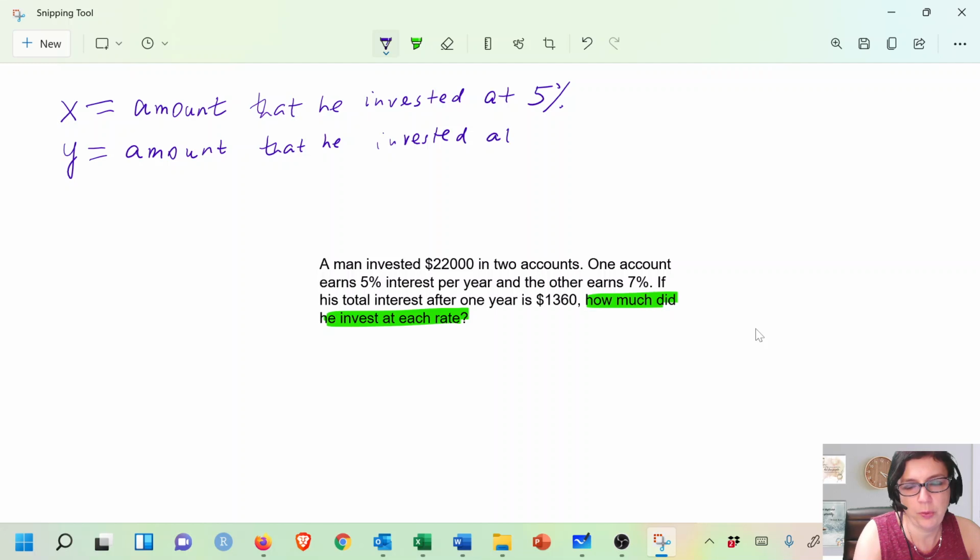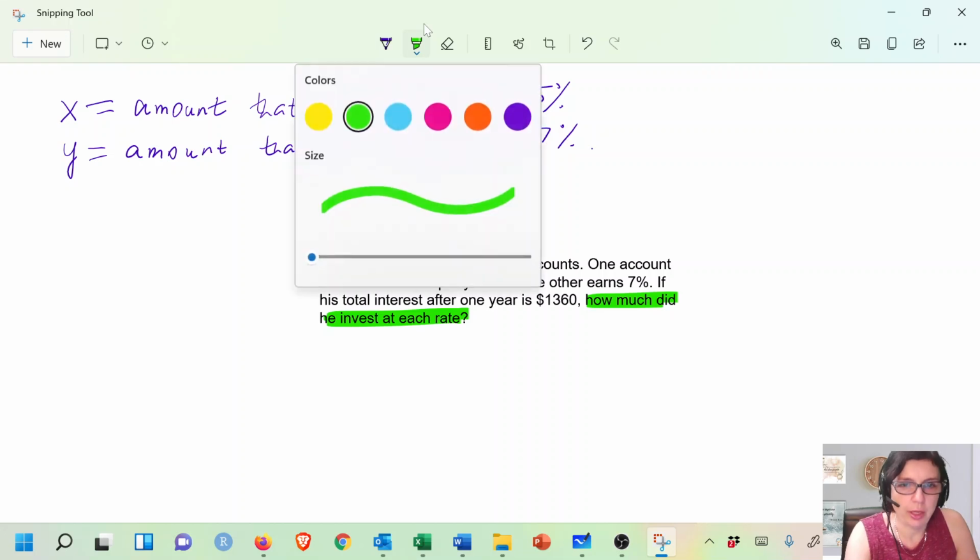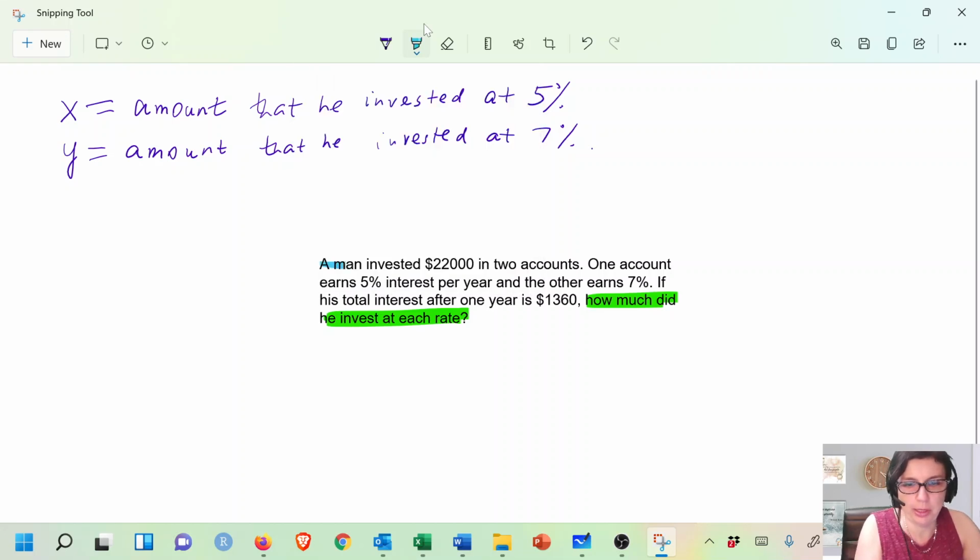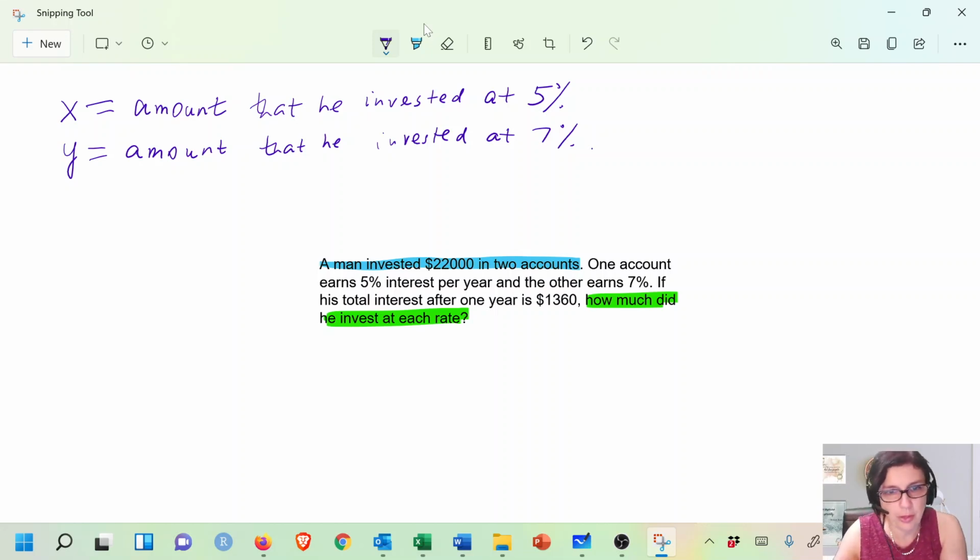Okay, and so what we are trying to do here is, first of all, set up a system and then solve it, maybe using Desmos, but let's first set it up. So we need two equations, right? First of all, let's deal with this one. He has a total of $22,000 in the two accounts. So he has X in one, Y in the other, and the total is 22,000. So how would we write an equation? Well, it's not that hard.